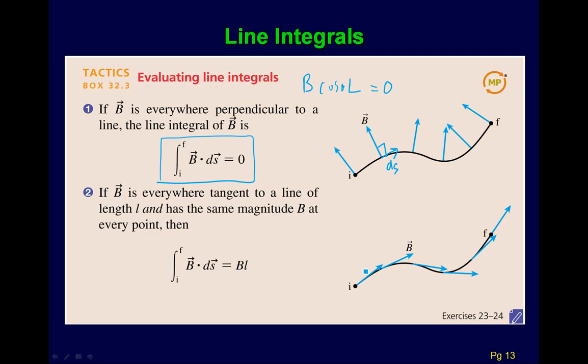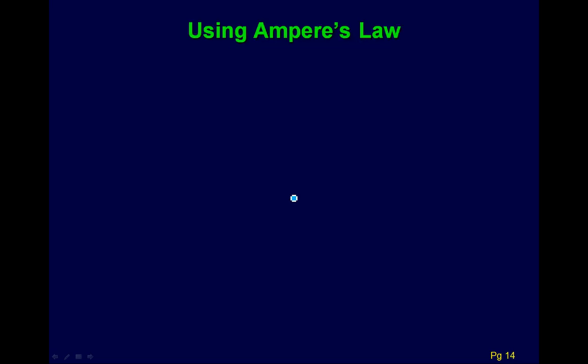The other case is when the angle is 0 degrees, so the B field and the ds are 0 degrees off of each other. In that case, in our B times cosine times L, the cosine would be 1. It would just be B times L. Those are literally the two cases you'll actually have to do. Again, if you have questions, please let me know, and we can talk about this in more detail.